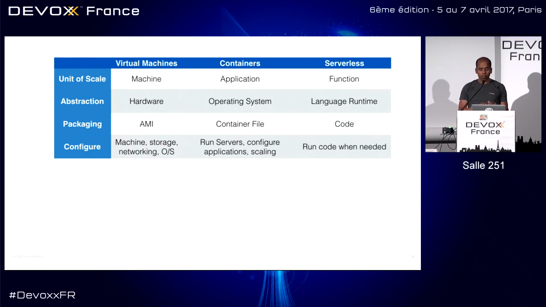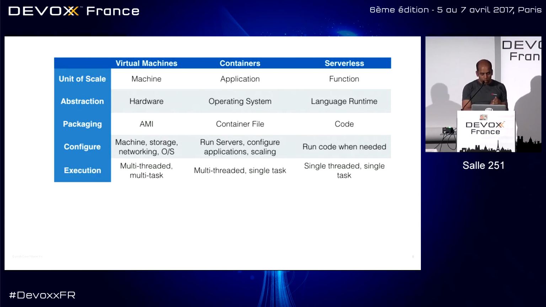In terms of configuration, if you're using a virtual machine, then you need to configure your machine, storage, networking, operating system, all of that needs to be configured. In terms of containers, you still need to run those containers in a virtual machine. So the configuration of the application, scaling, all that needs to be worked out. In terms of serverless, you store the code somewhere and you run it when it's needed.